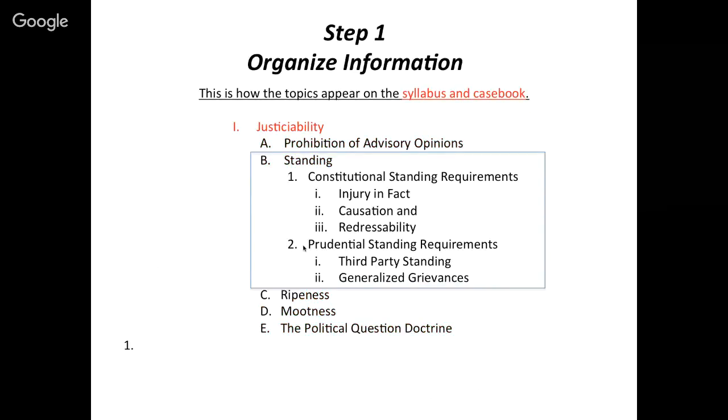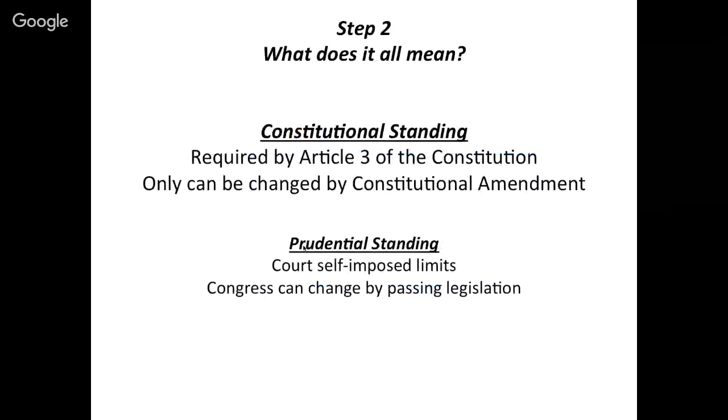Now, for our example for outlining, we are going to look at the standing part of it. We're going to look at both the constitutional requirements and the prudential requirements and see how best to outline just these pieces. First, as we remember, constitutional standing is required by Article 3 of the Constitution, and it can only be changed by a constitutional amendment. Then you have prudential standing, which is a little smaller. It is court self-imposed and can be changed by acts of Congress, such as legislation. Congress can pass a law to change some of the prudential standing, but they can't do that to change constitutional standing. They'd have to make a constitutional amendment.